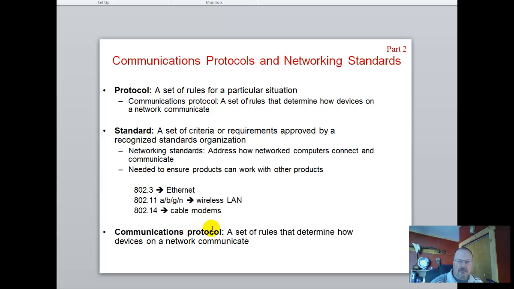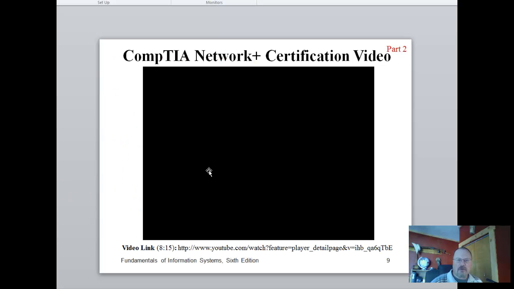A communications protocol is a set of rules that determine how devices on the network communicate. So I'm using protocol and communications protocol synonymously. Now I have about an 8-minute video from CompTIA Network that I'm going to run here. It talks about all these things in a nutshell. I'm going to run it from the current slide. I think we'll be able to see that okay.